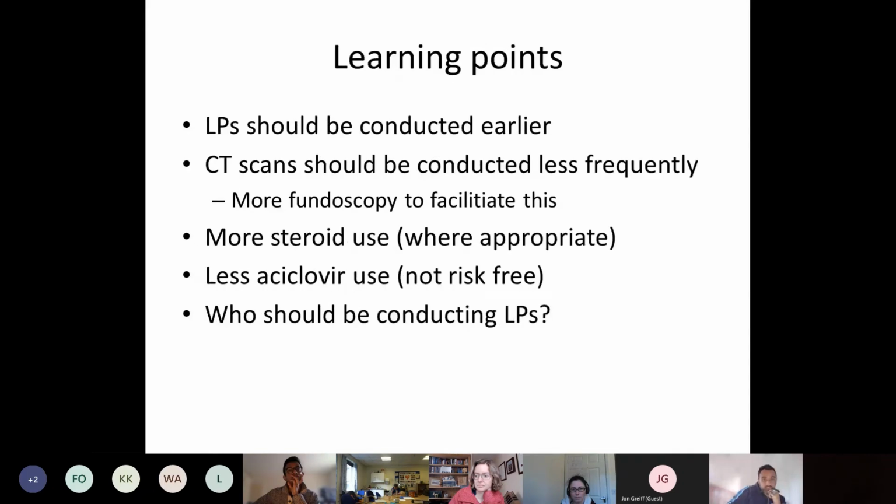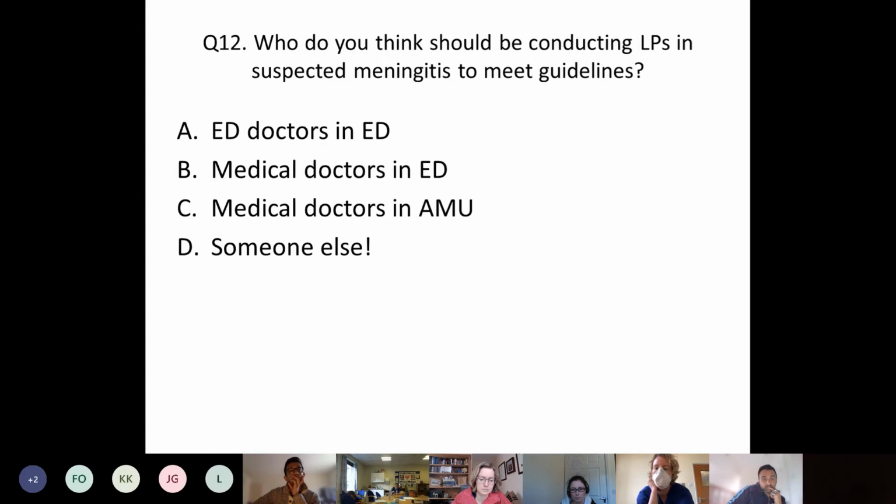So the learning points from this audit were LP should be conducted earlier, CT scan should be conducted less frequently, with more fundoscopy available, so fundoscopes around to facilitate this, to look for papilledema. More steroid use, actually, so we weren't probably using it enough where it's appropriate. Less acyclovir use. Remember, acyclovir isn't risk-free IV, it can cause renal failure, nephritis. And thinking about who should be conducting the LPs, really.